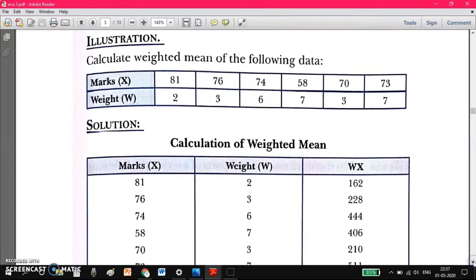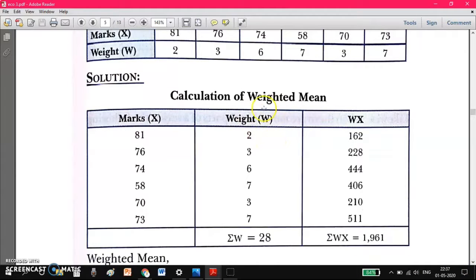It is very easy. We have done the mid value where we multiplied f with m, because everything was already given, and same here as well. X is 81, 76, 74, 58, 70, 73, and we have to calculate the weighted mean. W is 236, 737. So students, mark one thing: do write W here instead of F. Read what you are calculating and go according to that.